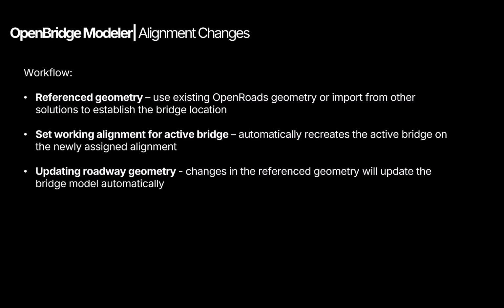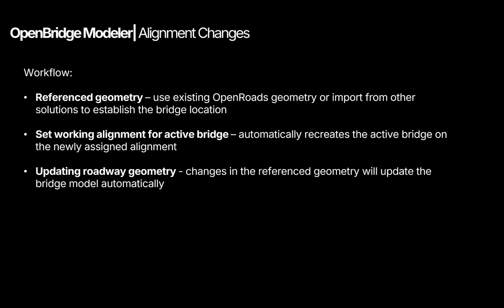We reference the geometry. Information coming from our Bentley roadway application, OpenRoads, is referenced. Of course, we're going to review what the reference file is. We reference that into our bridge design file, or we can import that information from other solutions. Then this alignment will become the working alignment for the active bridge, alignment and profile.